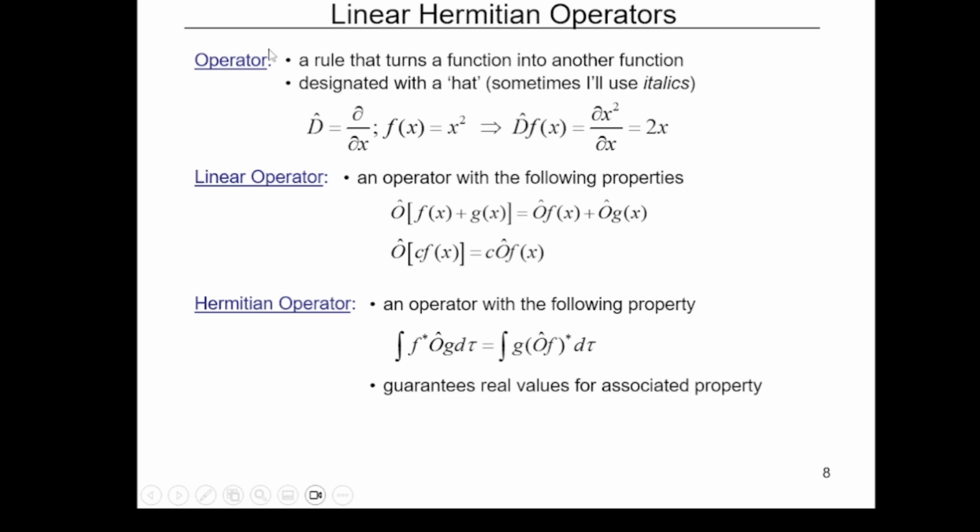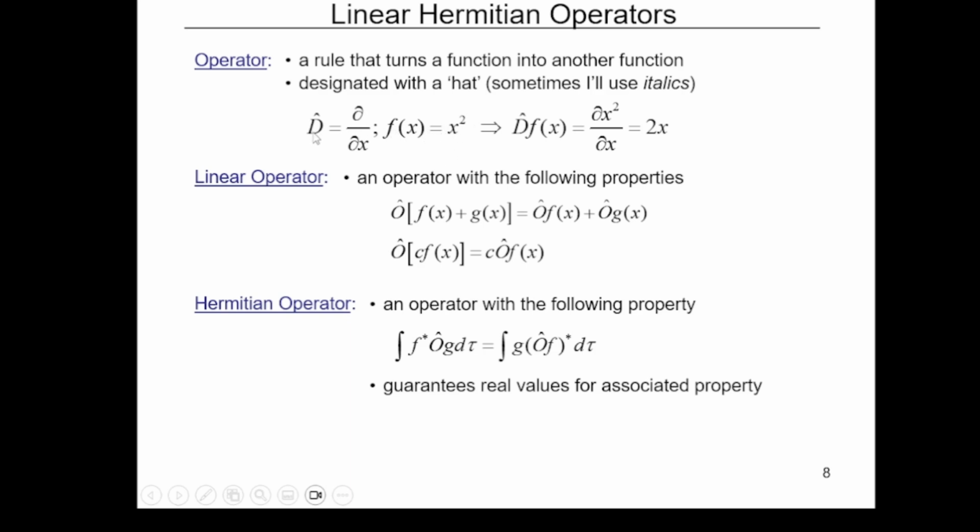And the easy way to identify an operator is to see a cap on top of an alphabet. For example, if you see capital D with a cap here, this cap is an indicator that this one is an operator. Now let's say this operator is an operator for differentiation. Let's say we talk about the partial derivative with respect to x here, and we're applying it to some function, which is x squared.